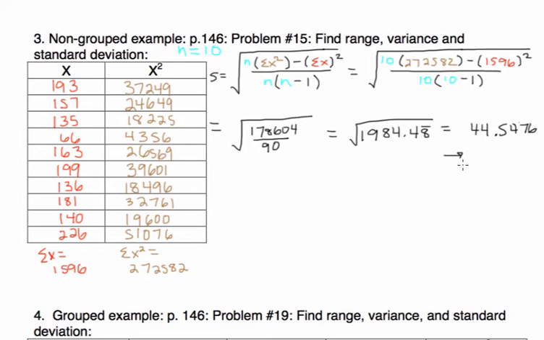I'm going to round that to one decimal place, so I get 44.4 for my standard deviation. Your variance would be this number. Range, high minus low, 160. Again, I would probably do that one on a calculator.